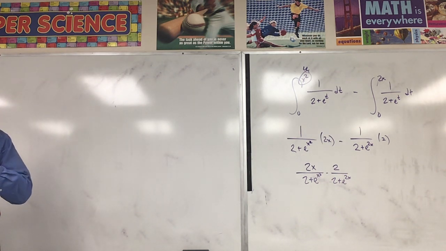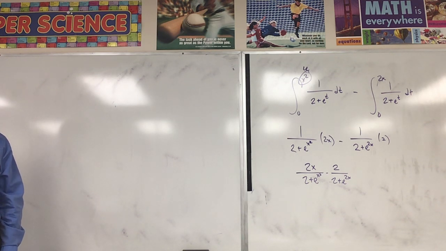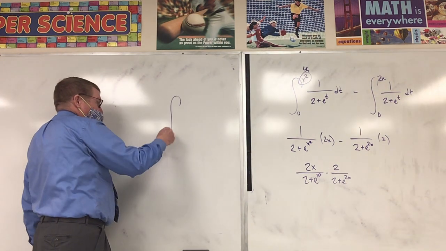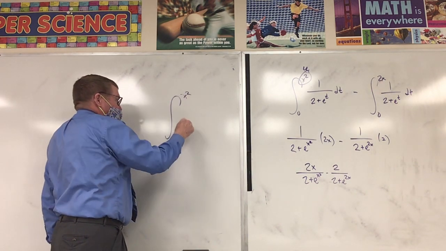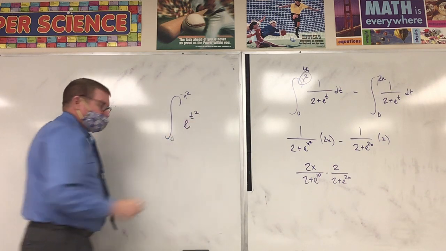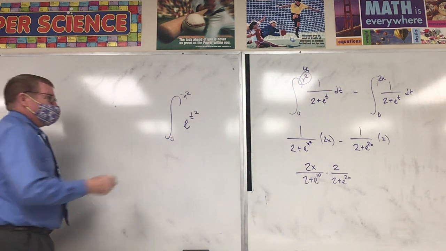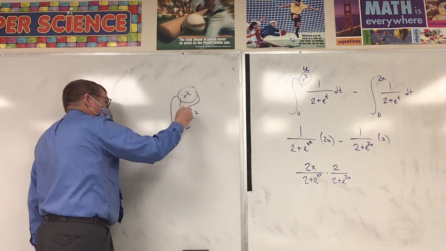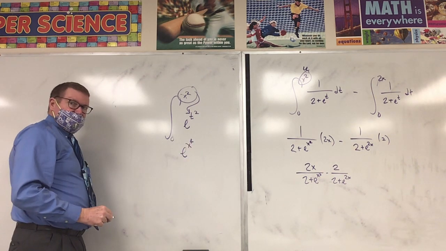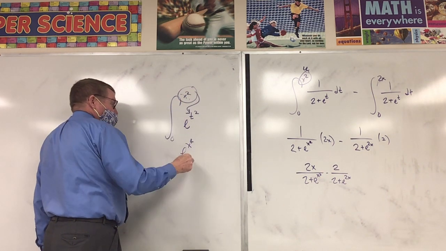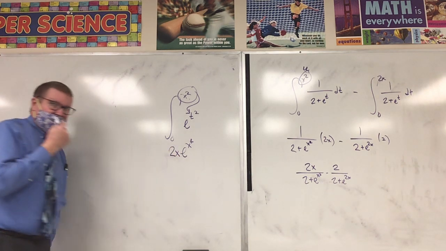So e to the t squared would just be... no, it would be e to the x squared. Alright, so we got the integral from 0 to x squared of e to the t squared, right? So we're gonna take the x squared, put it in for the t, so e to the x to the 4th, times the derivative of x squared, which is 2x.